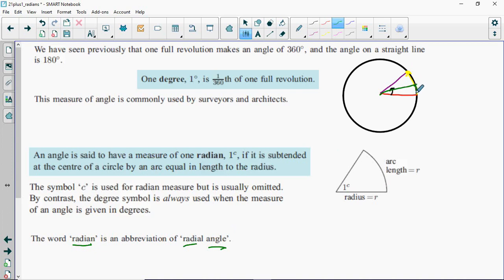Now certainly, the distance covered here is definitely less than that radius. So this angle here would be less than 1 radian for sure. If I were to draw this angle going all the way here, now this distance is clearly larger than the radius, so this angle would be more than 1 radian.